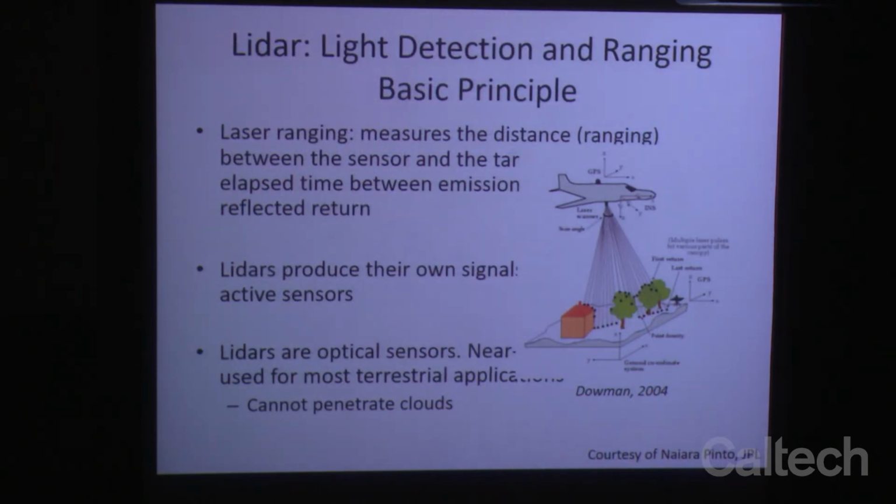Now I'd like to move into talking a little bit about LIDAR. So radar is microwave energy, so it's radio detection and ranging. LIDAR uses lasers or light energy, light detection and ranging. So the basic principle is that you're using a laser to measure the distance between the sensor and various scatterers on the ground. LIDARs are active sensors just like radars, but they are optical sensors, so they have difficulty with cloud cover and those sorts of things.